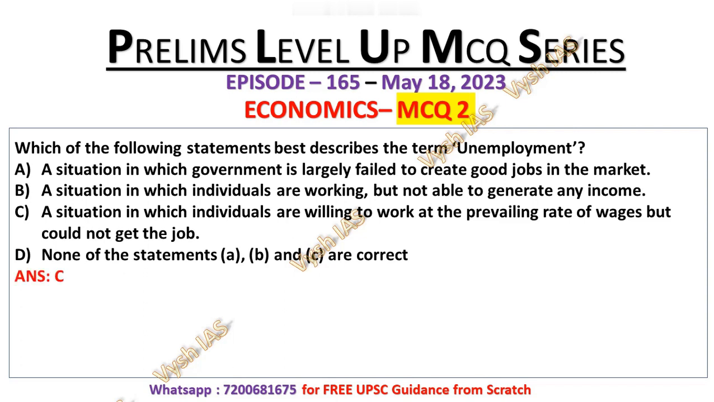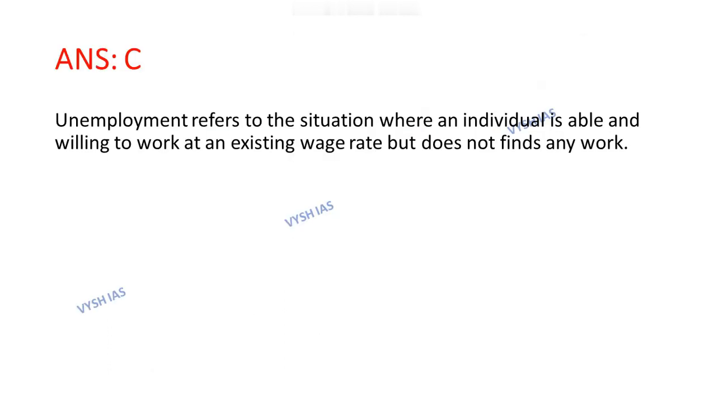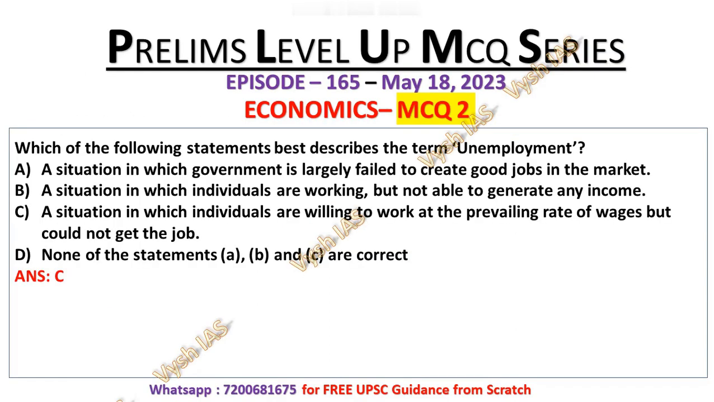So its correct answer will be option C, that is, unemployment is a situation in which individuals are willing to work at the prevailing rate of wages but could not get the job. The explanation is also the same: unemployment refers to a situation where an individual is able and willing to work at an existing wage rate but does not find any work. That's why statement C is the correct answer. Here you have to identify the statement which defines the term unemployment.